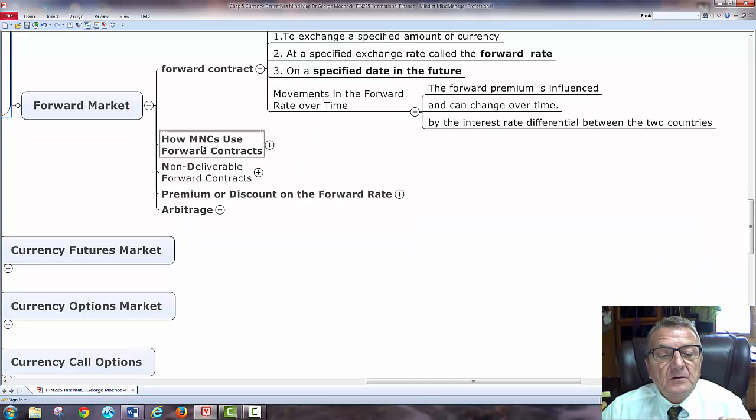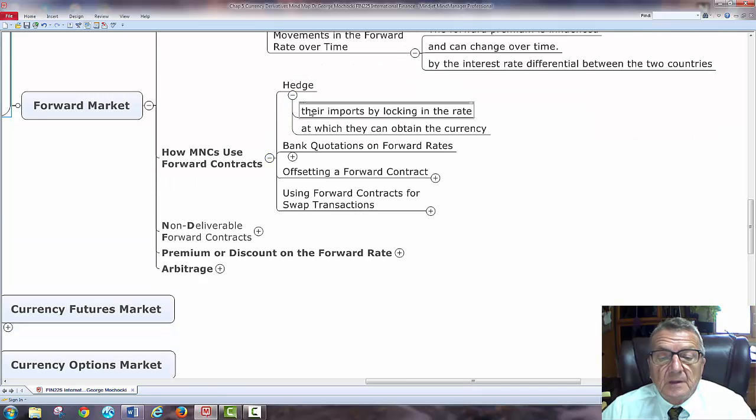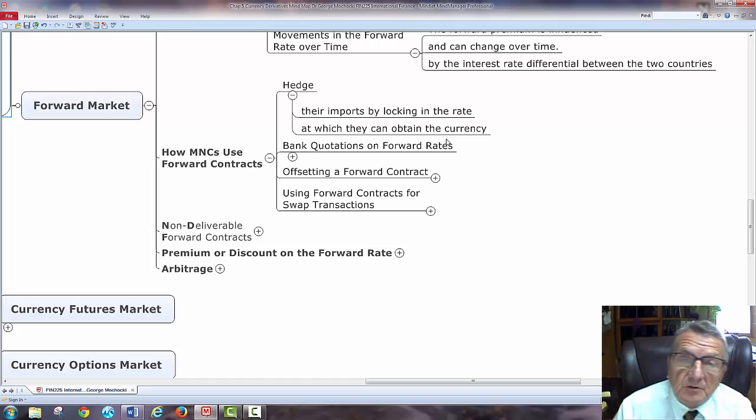Okay, now how do MNCs use forward contracts? They hedge their imports by locking in a rate at which they can obtain the currency. Remember, I'm going to lock in the future. The future is, there's things going on, stable or very active, whether in a bear market or in a bull market, and the same concept still applies in the international market. So how do I lock and protect? That's my job as a financial manager, chief financial manager. What's my strategy? To make sure that I either break even or hopefully make money.